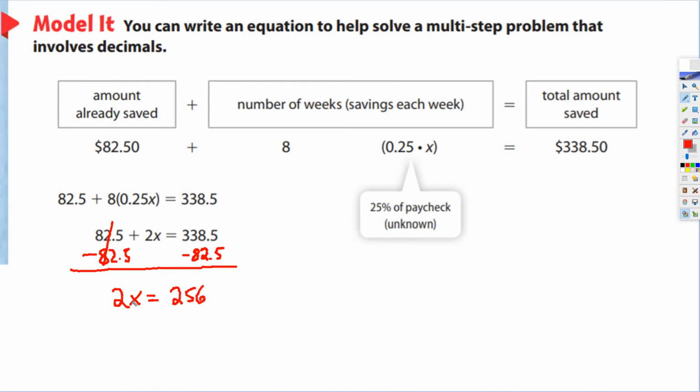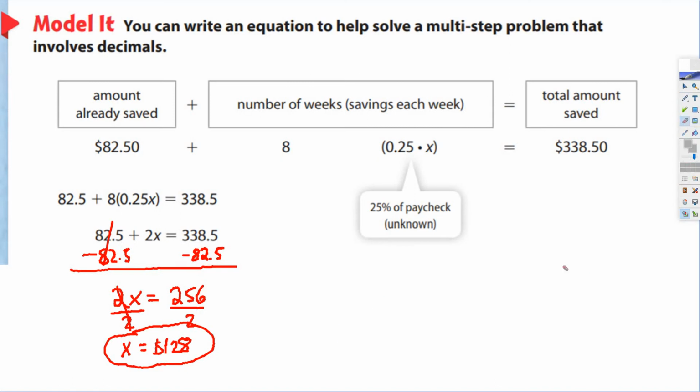And now 2 times what equals 256? So I'm going to divide by 2 to get x by itself. Inverse operation of multiplication is division. 2 divided by 2 is 1, so we're left with 1x. And 256 divided by 2 is 128. So Lydia makes $128 per week.